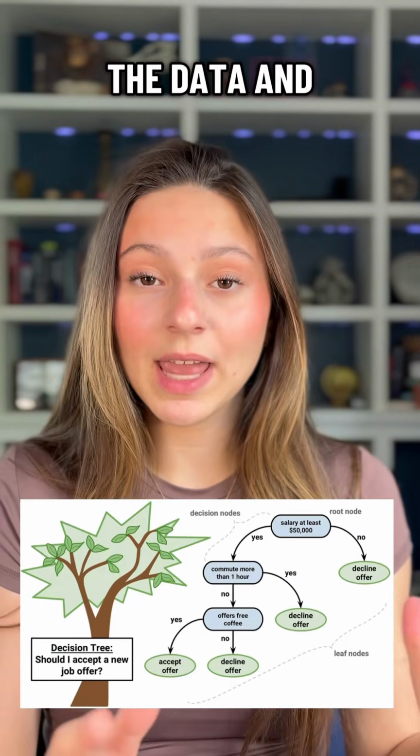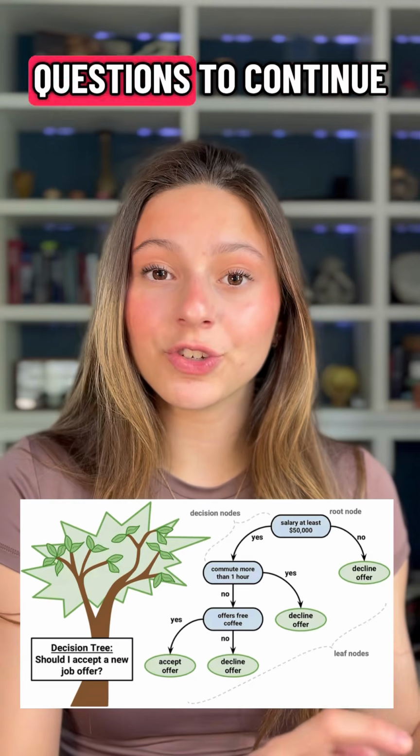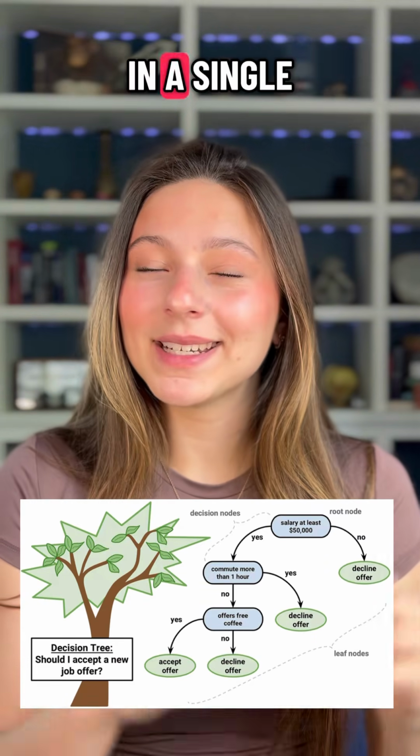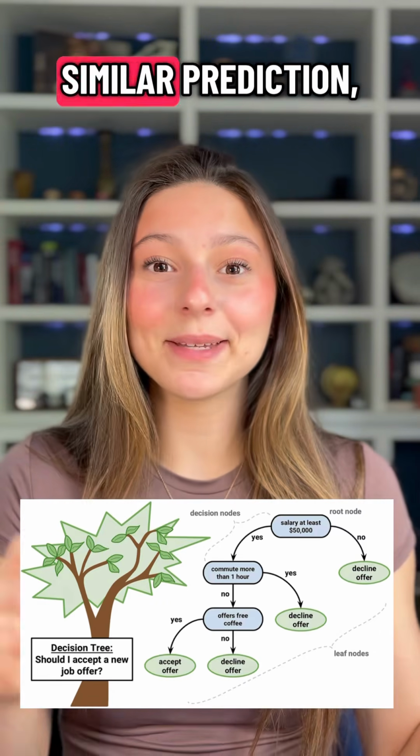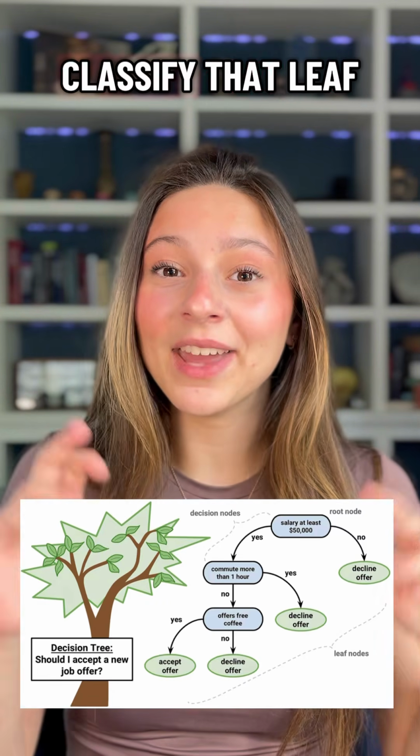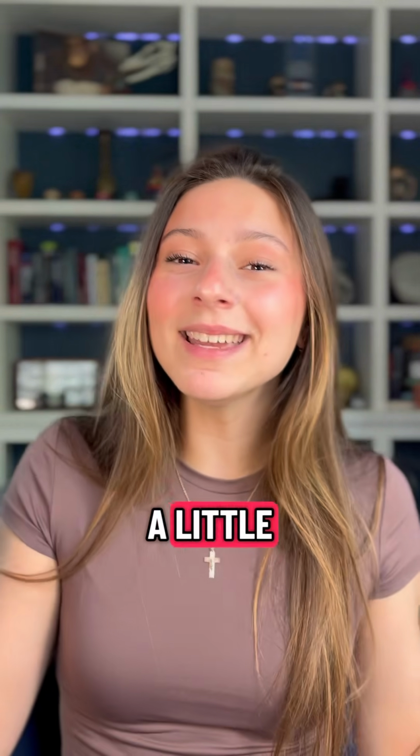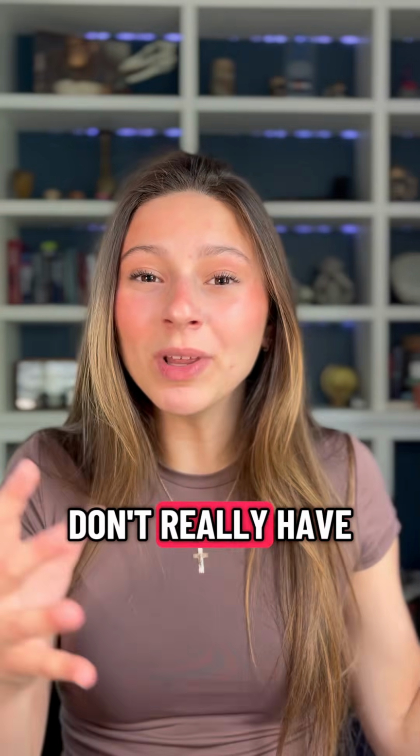It starts with the data and then repeatedly asks yes or no questions to continue splitting the data into smaller groups. Once all of the data points in a singular group at the end all have a similar prediction, the model can classify that leaf and use it for future predictions. Now, the problem with using a singular decision tree is that they can sometimes be a little overconfident in patterns that don't really have a lot of meaning.